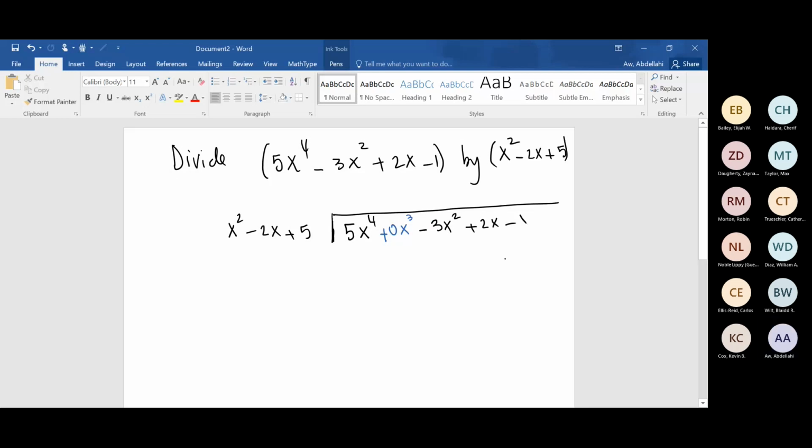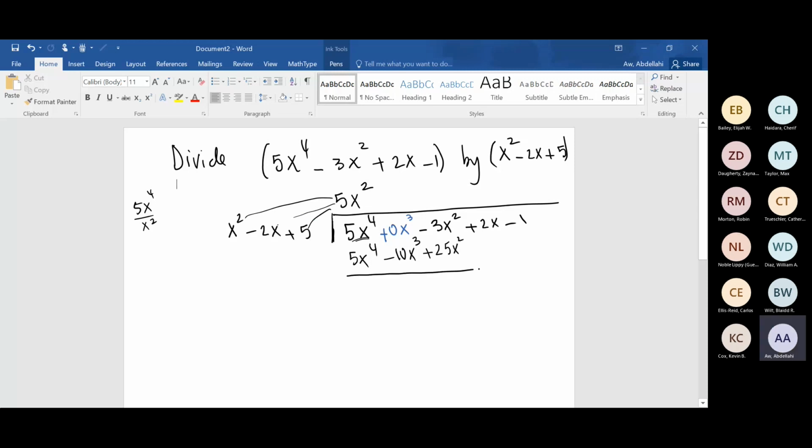Okay, now you tell me. First, you're going to divide what by what? You're going to divide 5x to the fourth by x squared, right? So it's going to be 5x squared. Okay, everybody. And then you're gonna distribute. You distribute this, you get 5x to the fourth minus 10x cubed plus 25x squared.